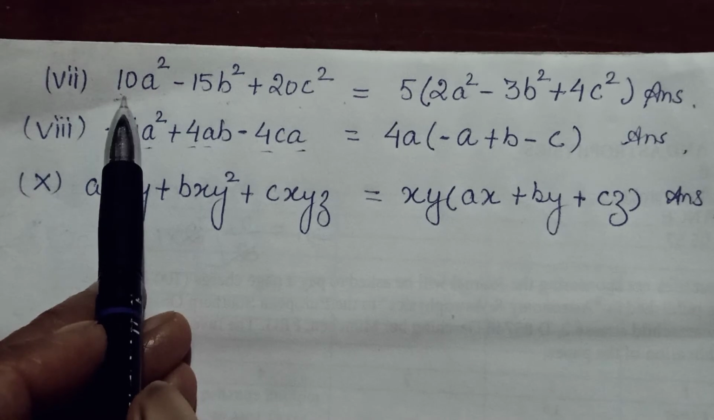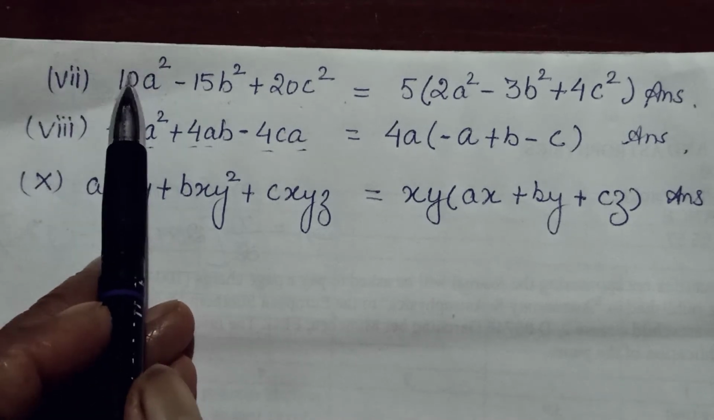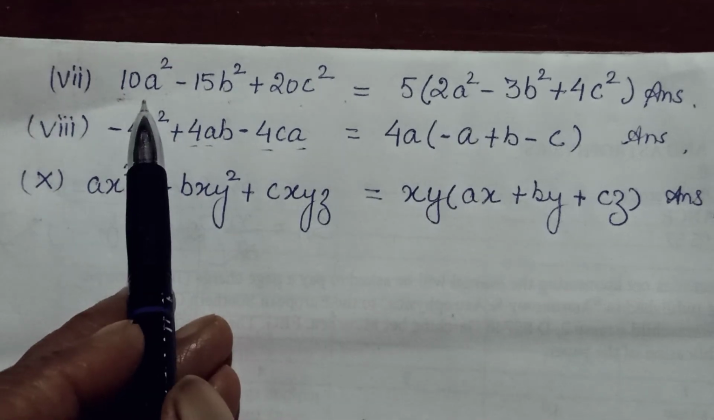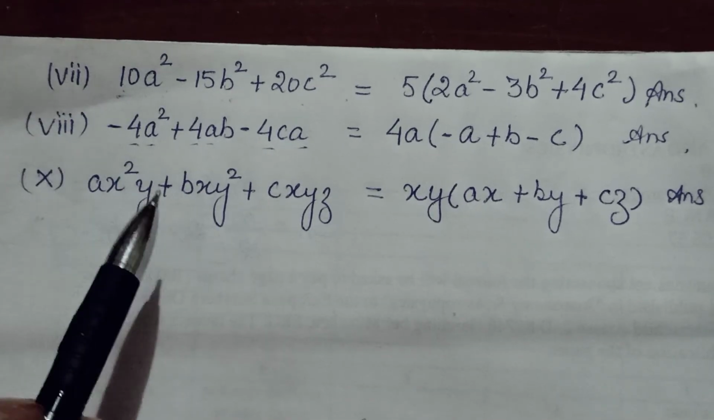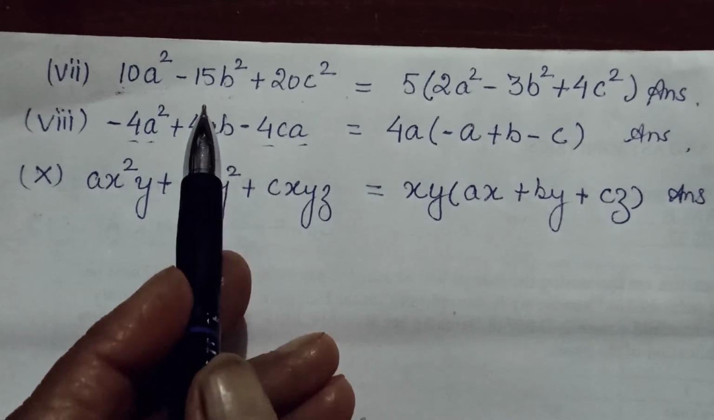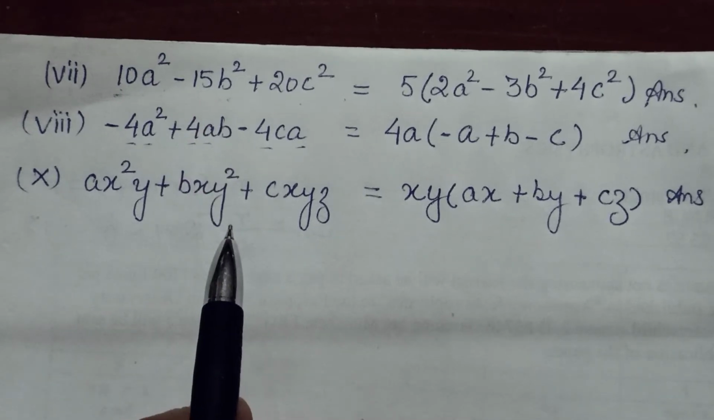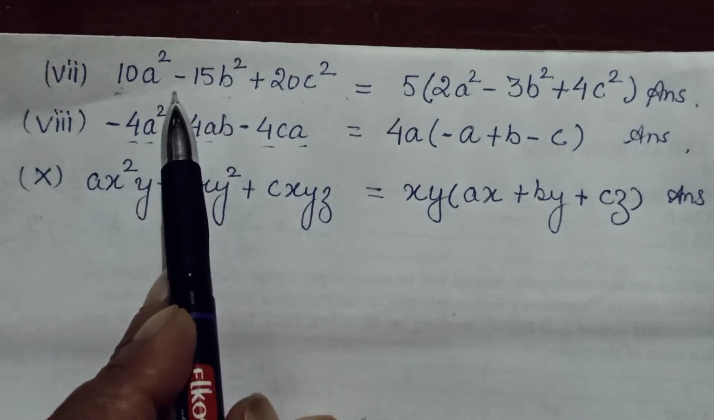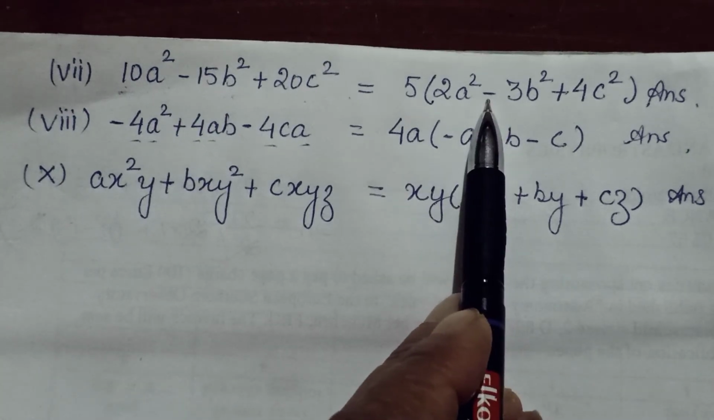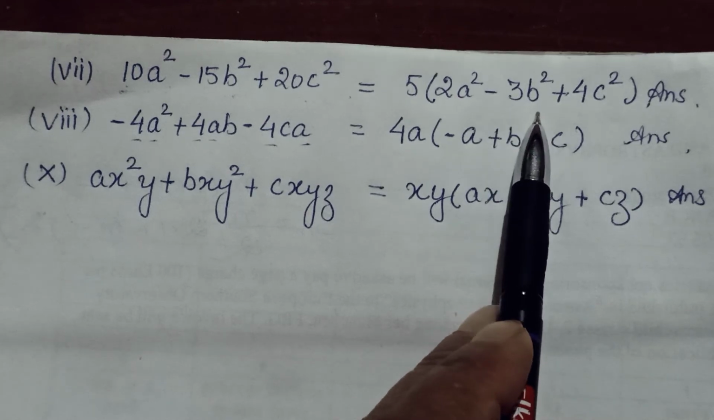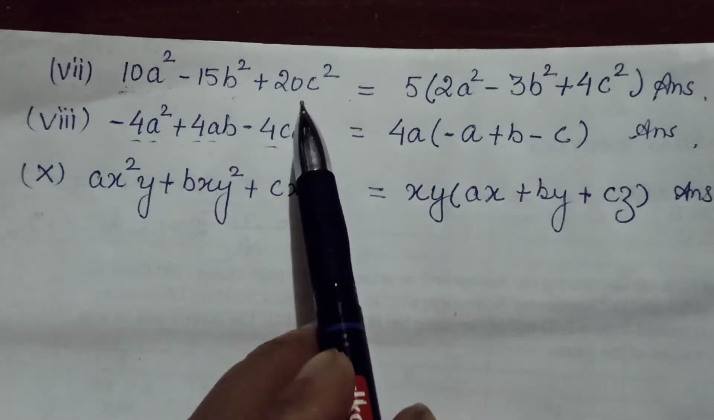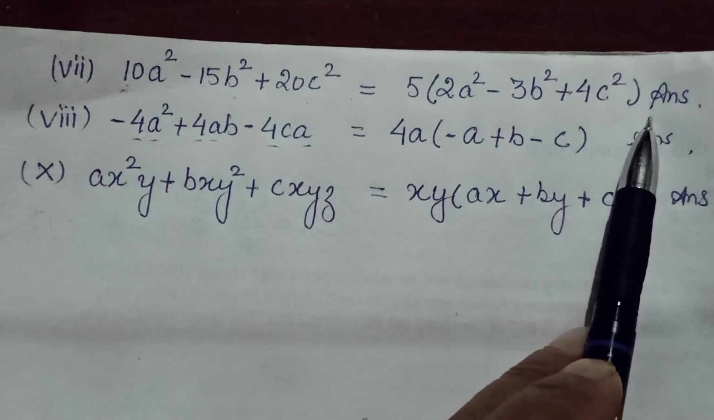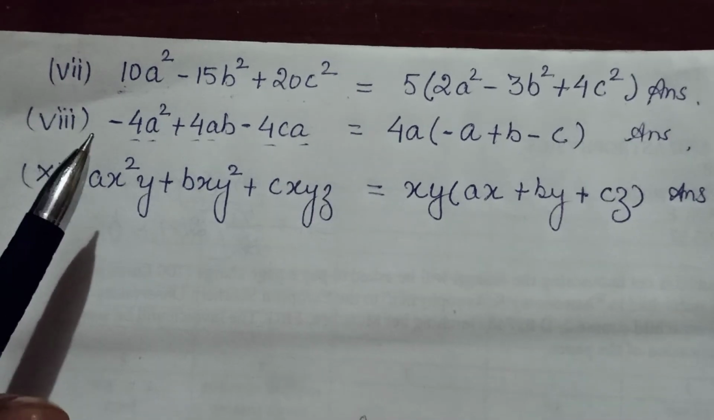Now think, 5 has gone from here, so 5 2s are 10, so what number remains? Only 2, and the variable of course will come, because no variable is common, right. Okay, then next comes minus 15. So from minus 15, now 5 gone, 3, 5 3s are 15, and the negative sign will also remain, so the negative sign remains, 3 remains and b square remains, because only 5 has gone. Now from here 5 has gone, so 5 4s are 20, so 4 remains and c square. Okay, so these will be your factors.